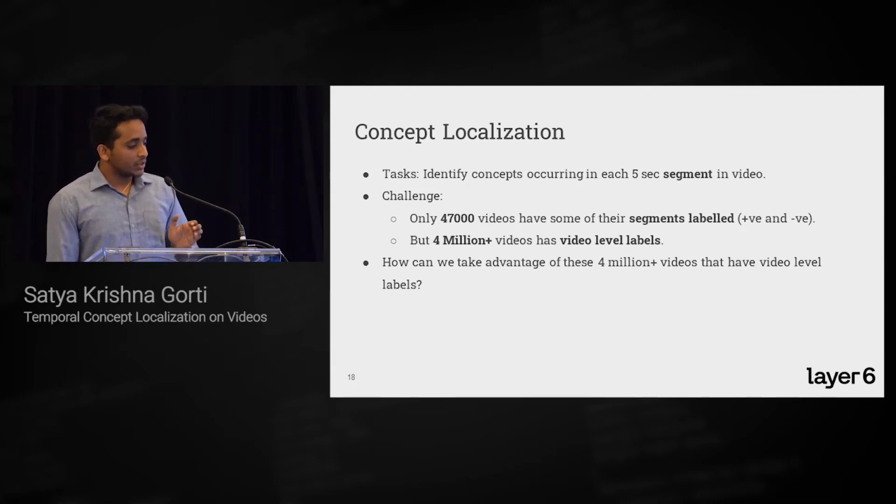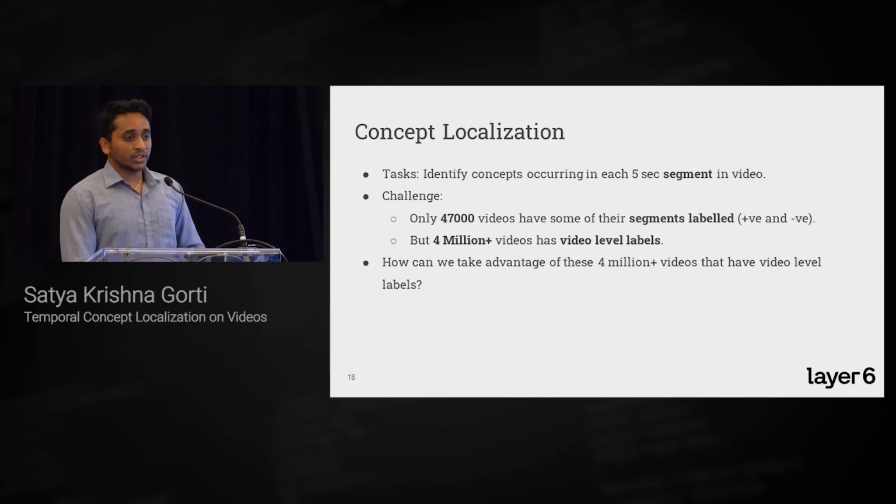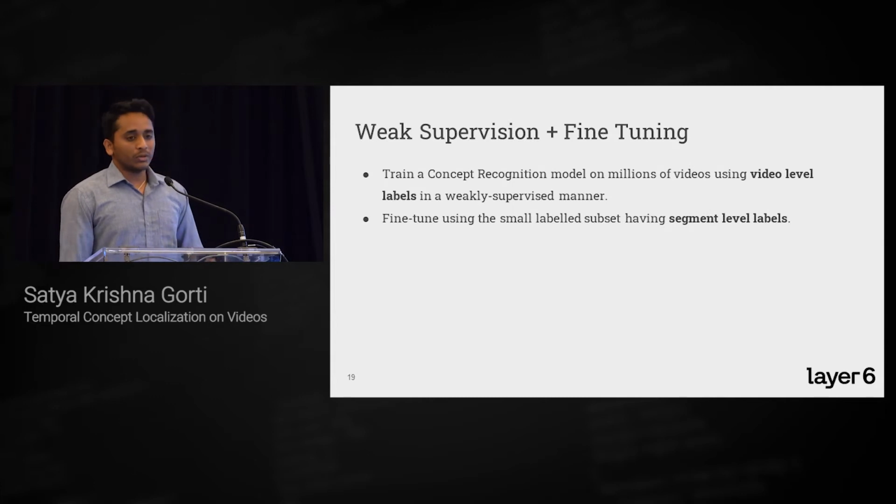But the main challenge is that you have only 47,000 videos that have their segments labeled, whereas you have 4 million plus videos in the training data set that have their videos labeled. So it's kind of a waste to throw away all these 4 million and then just train on a tiny fraction of 47,000. So what do we do? The idea is pretty simple. We do something like weak supervision and fine-tuning.